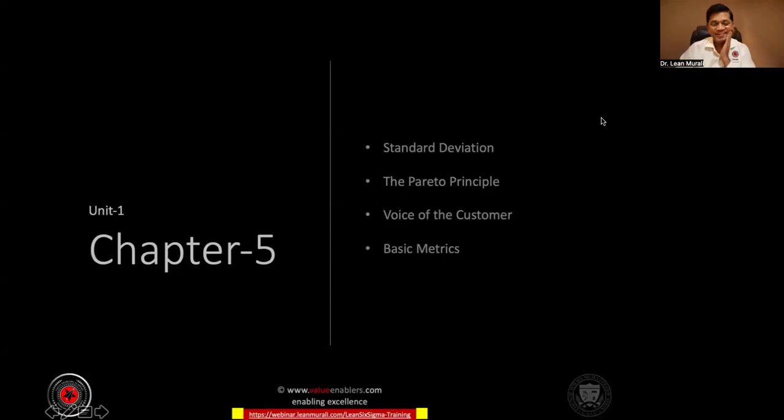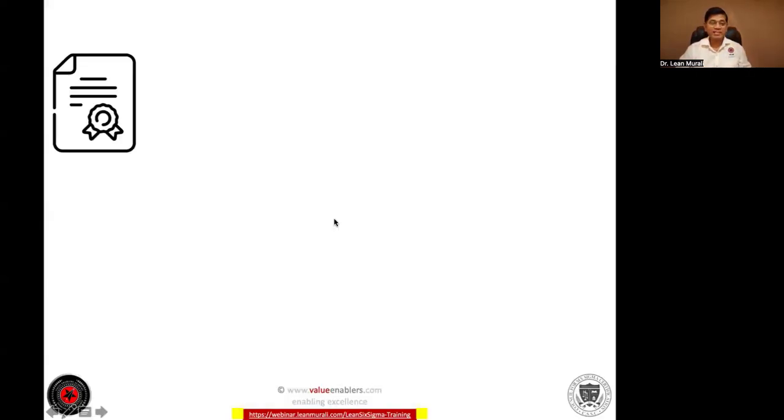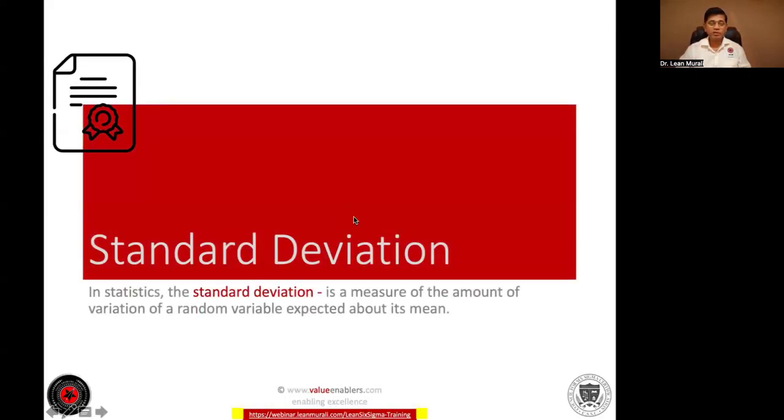So we will talk about Pareto, standard deviation, Pareto principle, voice of the customer, and basic metrics. This all forms the basic Six Sigma concepts. Let's get into standard deviation. In statistics, standard deviation is a measure of the amount of variation of random variables expected to be about its mean.